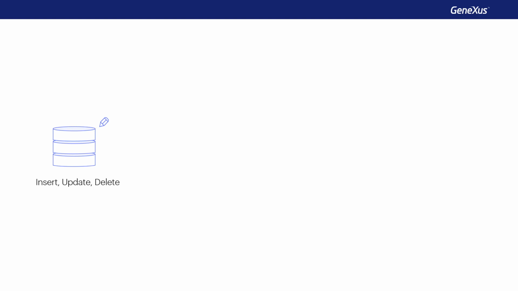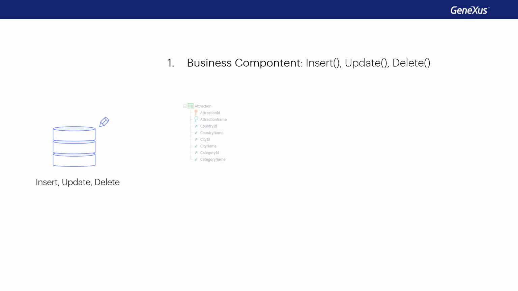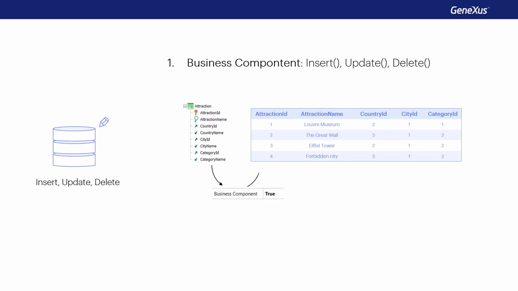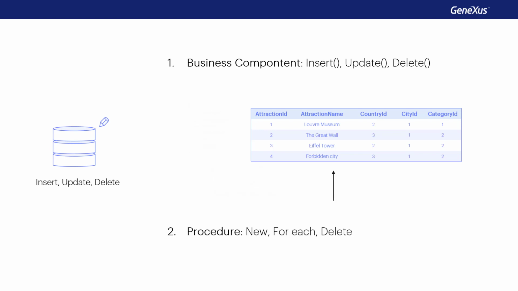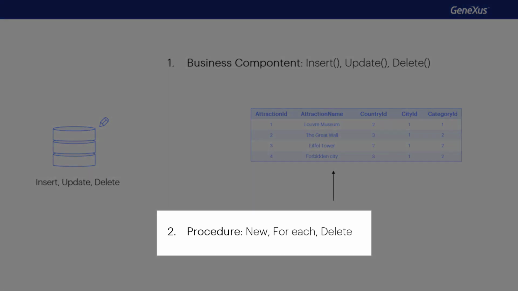To update the database information using code, there are two possibilities. Do it using the transaction's business component through its insert, update, or delete methods, save and insert or update, or do it exclusively within a procedure through the new, for each, and delete commands. In other videos, we study the first case in detail. Now we'll focus on the second one.